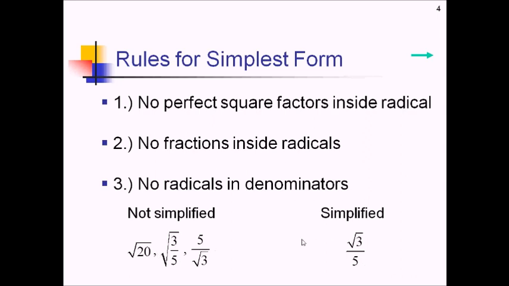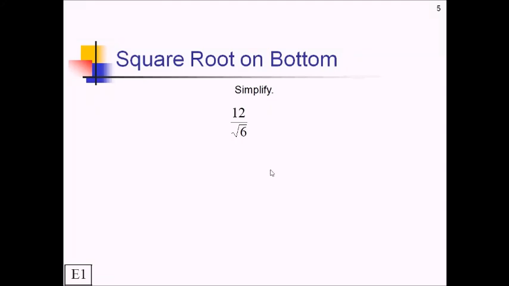In modern times, the big reason is that on multiple choice tests, most of the multiple choice answers are going to be in this simplified form. So if you don't know how to convert to this form, you won't be able to figure out what the answer is. Let's begin with our simplest case, which is having a radical in the denominator.